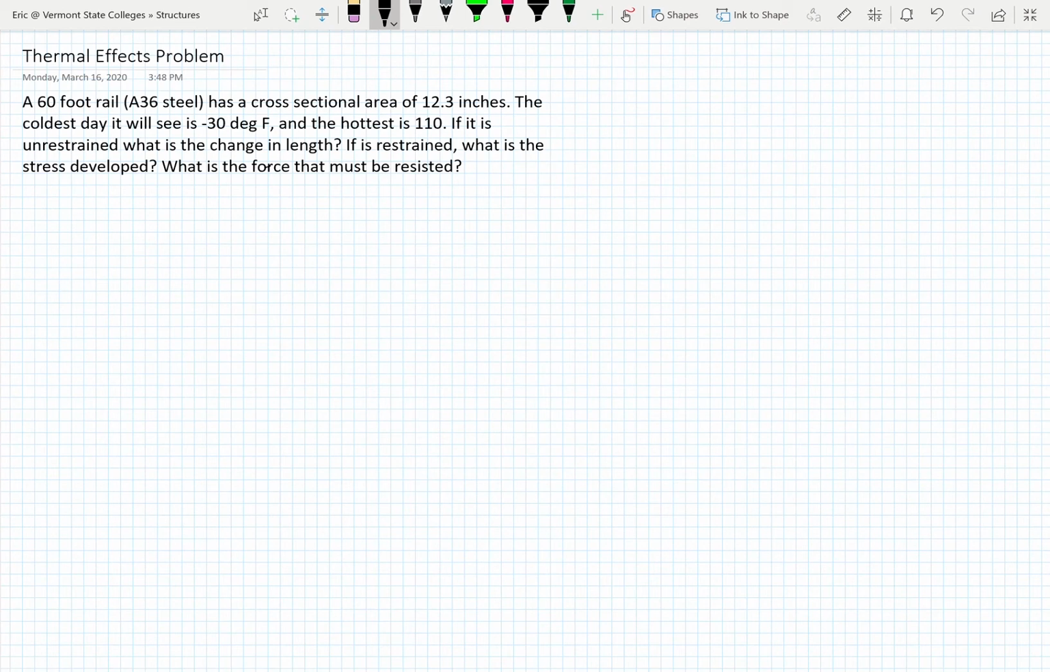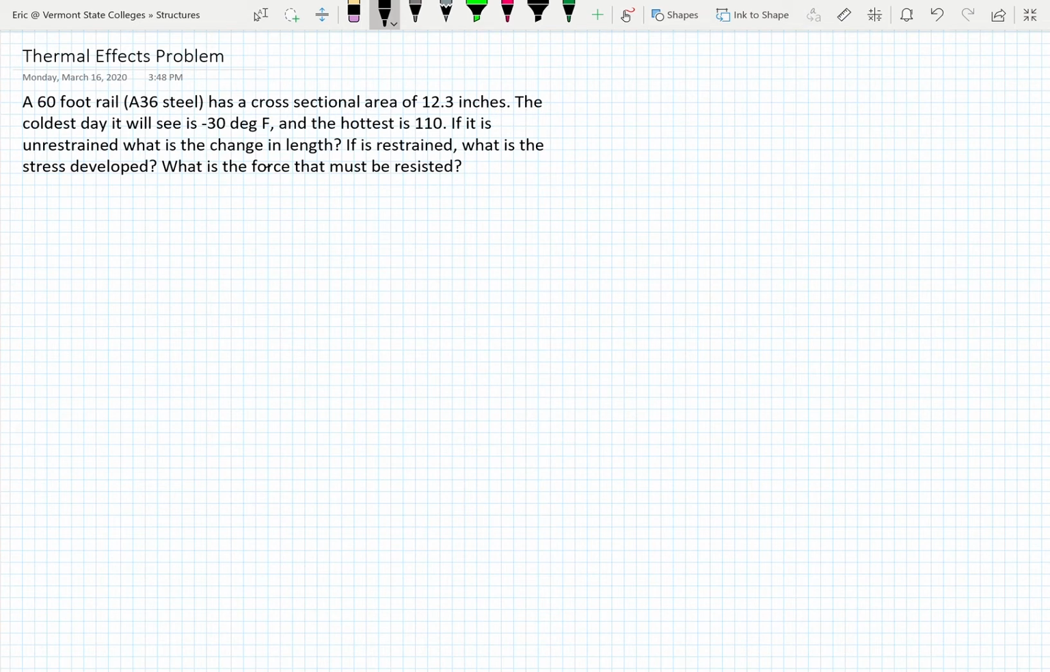So right now we're going to do a thermal effects problem. A 60-foot rail, A36 steel, has a cross-sectional area of 12.3 inches squared. The coldest day we'll see is minus 30 degrees Fahrenheit, and the hottest day is 110. If it is unrestrained, what is the change in length? If it is restrained, what is the stress developed? What is the force that must be resisted?